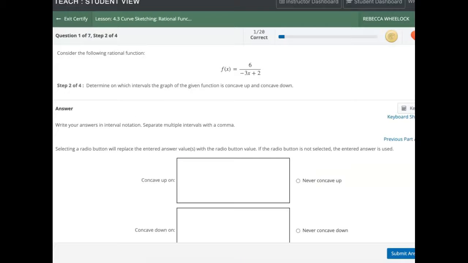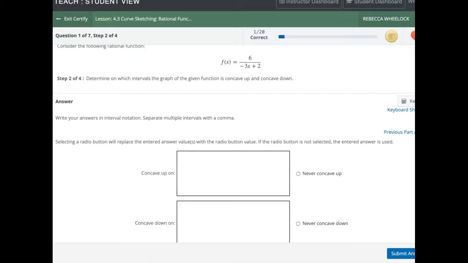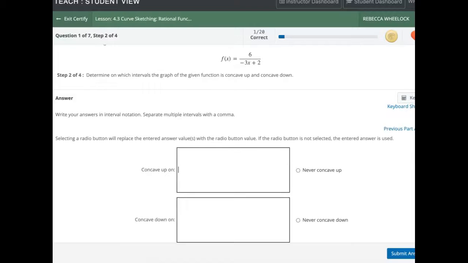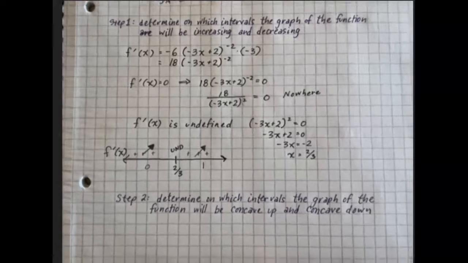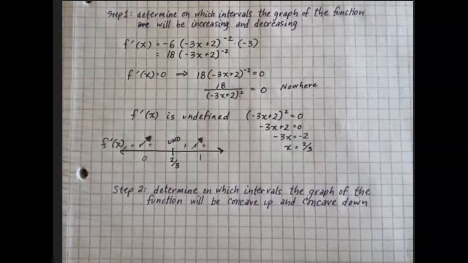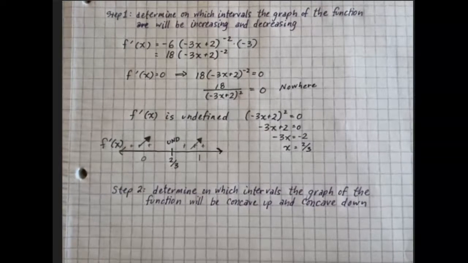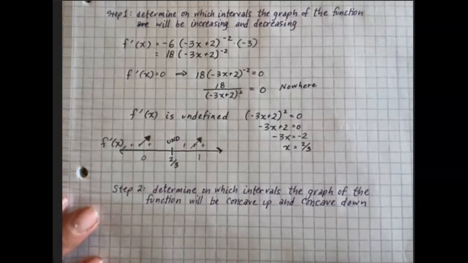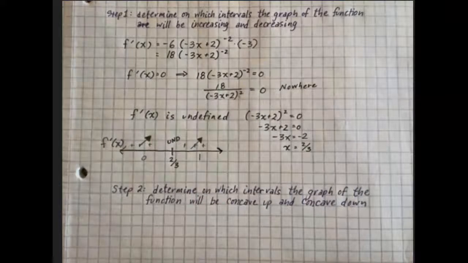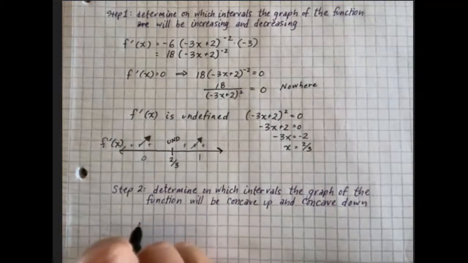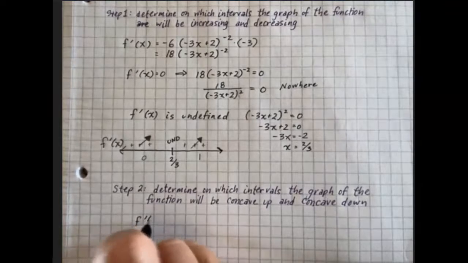All right, so the next thing it wants us to do is to find the intervals on the graph where it's concave up and concave down. So we know what to do. We find the second derivative. Same thing we just did, only with the second derivative. Okay, step 2 asks us to find the intervals where the graph is concave up or concave down. So we're going to use the second derivative. So the first derivative is here, so we can use that to find our second derivative.